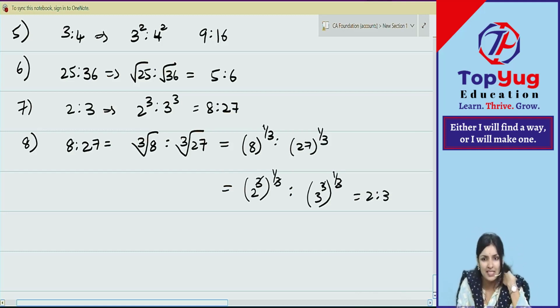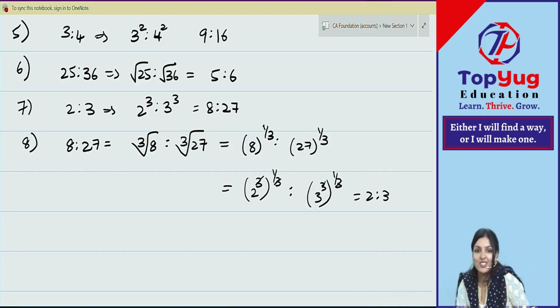Now tell me, maths, is it hard? It's too easy, right? So almost all the chapters are like this only. I mean, they would be easy only.